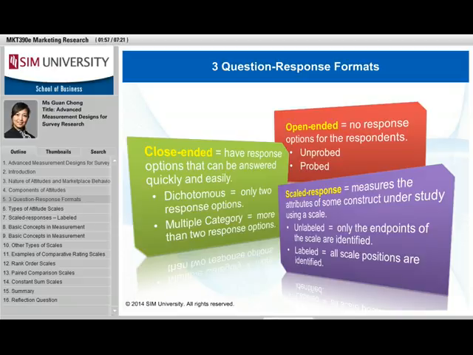Scale response measures the attitudes of some construct under study using a scale. It could be unlabeled or labeled. When it is unlabeled, only the endpoints of the scale are identified. When it is labeled, all scale positions are identified.